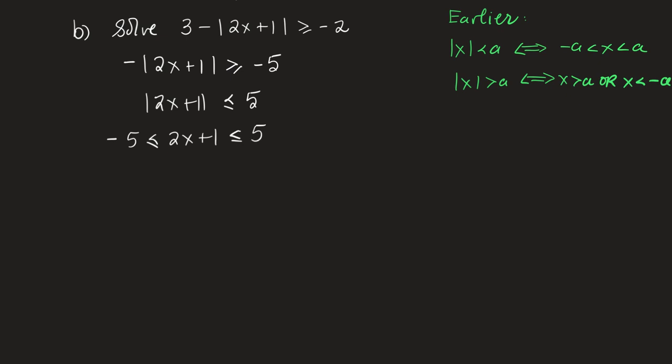So let's solve that by subtracting 1 through the inequality. So I have minus 6 is less than or equal to 2x is less than or equal to 4. Let's divide through by 2. So I have minus 3 is less than or equal to x is less than or equal to 2. And so my final answer is this, minus 3 to 2.